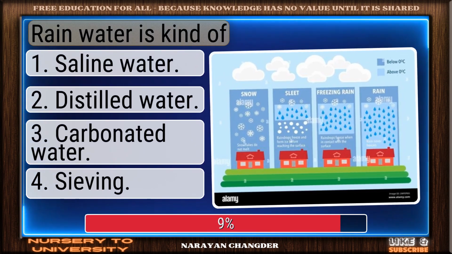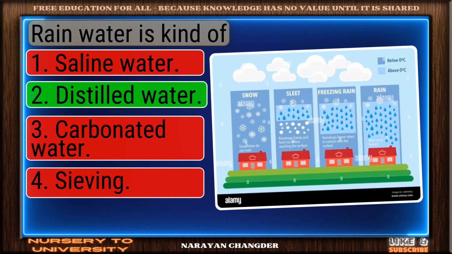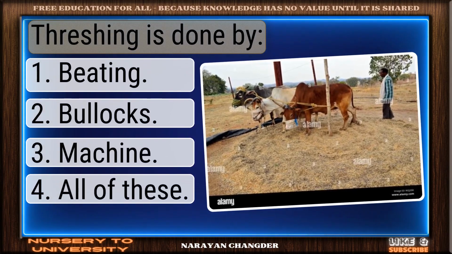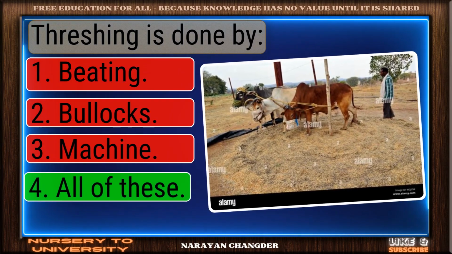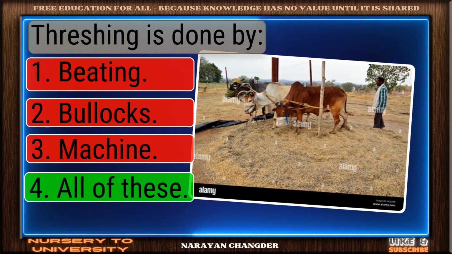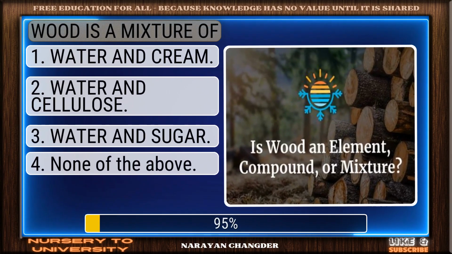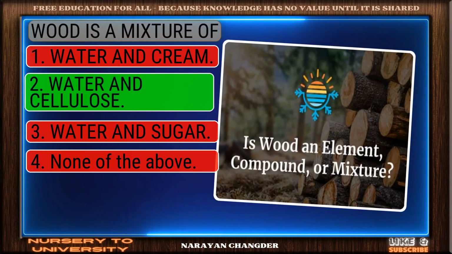Rainwater is kind of. Well done. Distilled water is the right choice. Threshing is done by. Excellent. All of these is a brilliant choice. Wood is a mixture of. Good thinking. Water and cellulose is the right answer.